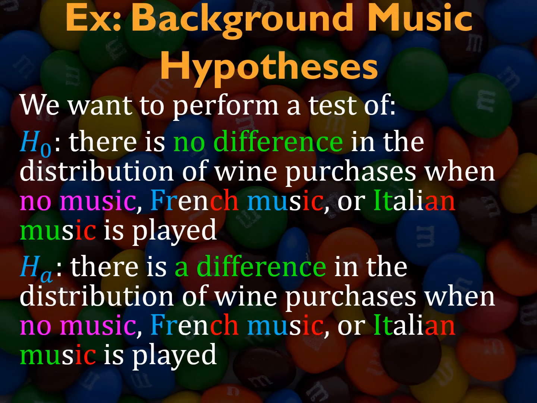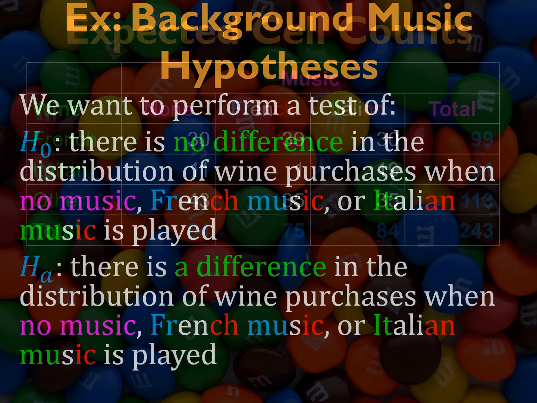So in this case, our significance test compares the null hypothesis, which is that there is no difference in the distribution of wine purchases regardless of the treatment, in this case no music, French music, or Italian music being played, versus the alternative, that there is a difference, that different types of music might correlate to different distributions of wine purchases, whether it's no music, French music, or Italian music.